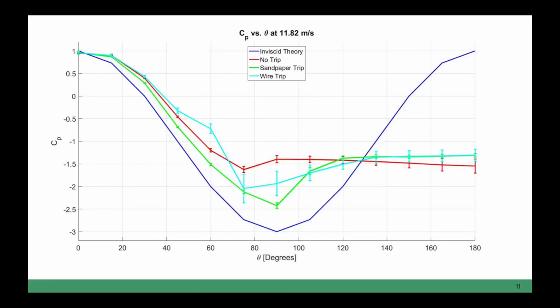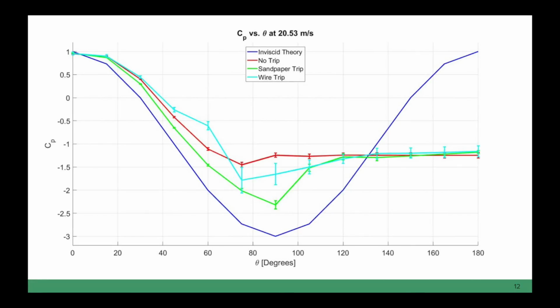The same trend that was seen in the previous plot was also observed when the wind tunnel was run at a faster speed of 11.82 meters per second. The last plot was generated from the data collected at the highest velocity that the team tested at, which was 20.53 meters per second at 500 RPMs. The results are similar to what has been seen in the previous plots and reaffirms the point of viscous flow.